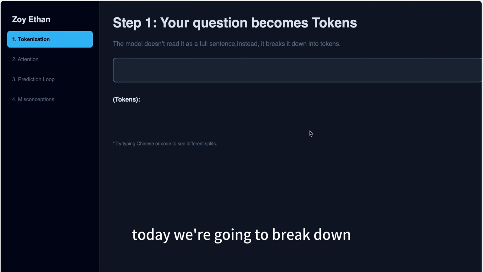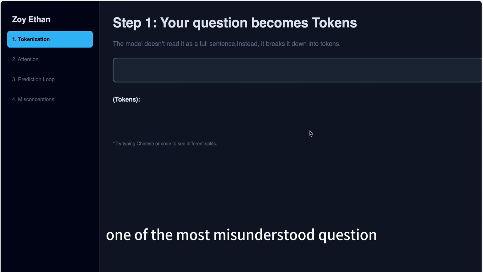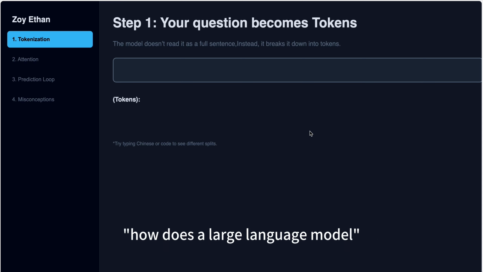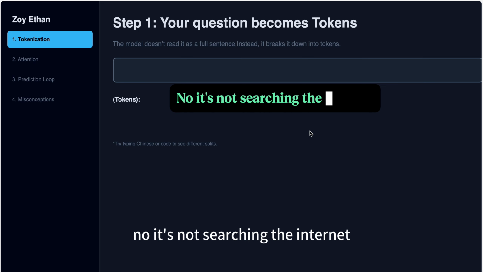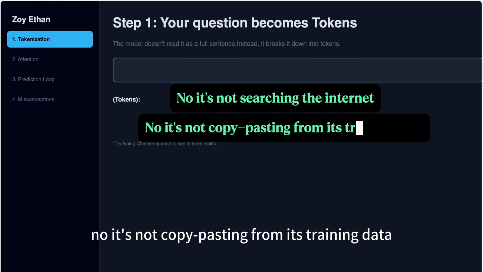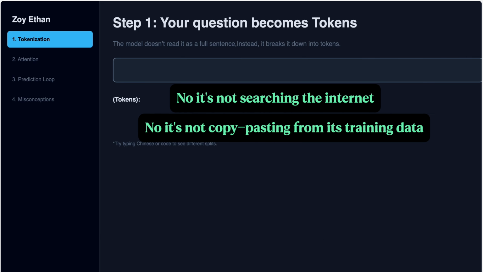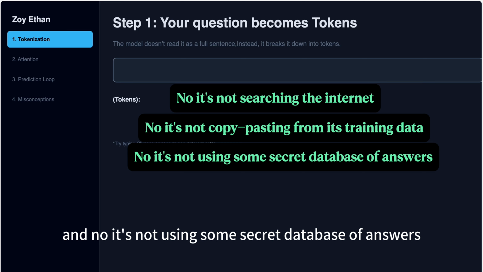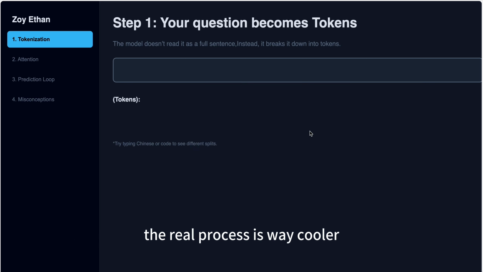Today we are going to break down one of the most misunderstood questions in AI. How does a large language model actually generate a sentence? No, it's not searching the internet. No, it's not copy-pasting from its training data. And no, it's not using some secret database of answers. The real process is way cooler and way more mathematical.